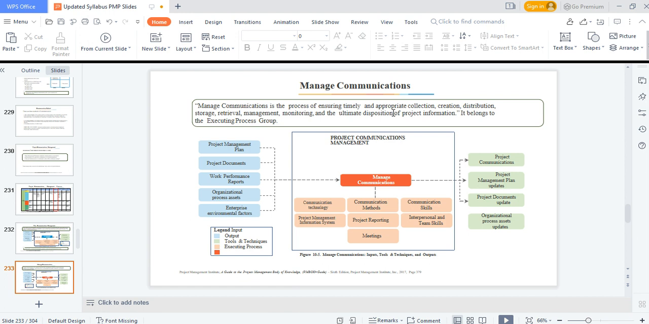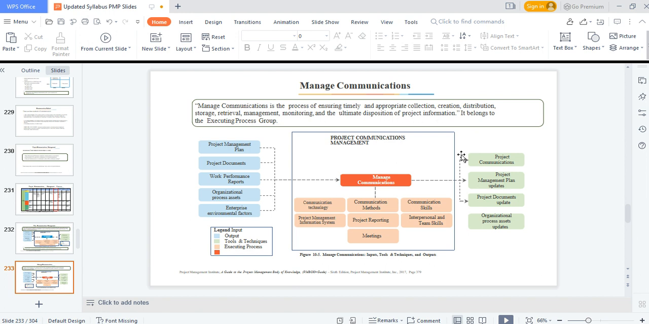Also, so and so person is going to be in charge of the communication. We're talking about resources now. We're looking at the RASI matrix. Who's going to be responsible? Who's going to be accountable for that when it comes to that communication? So once you've assigned everything in manage communication, we're talking about how do we ensure timely and appropriate collection, creation, distribution, storage, retrieval, management, and monitoring, and the ultimate disposition of project information.